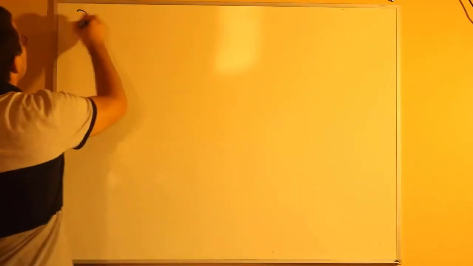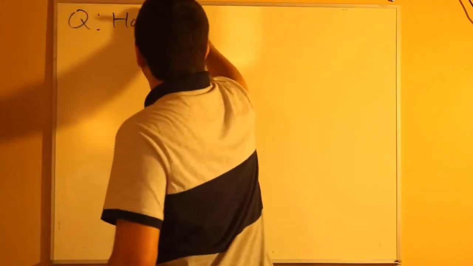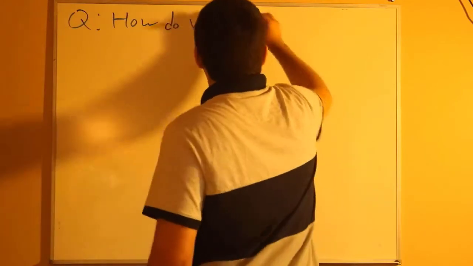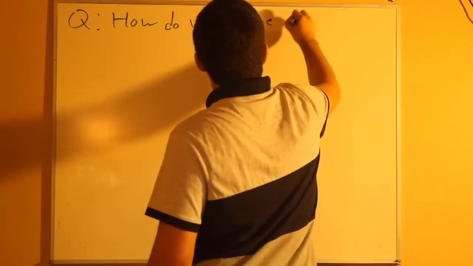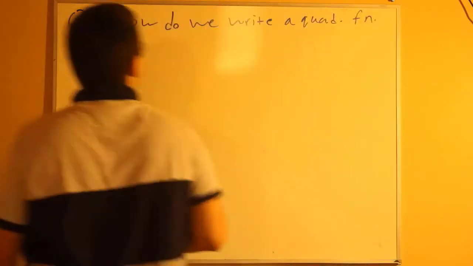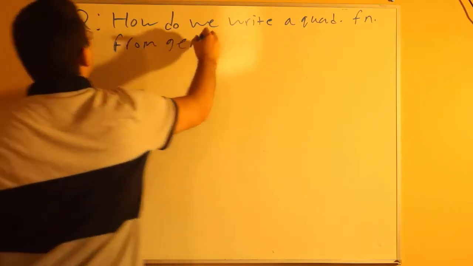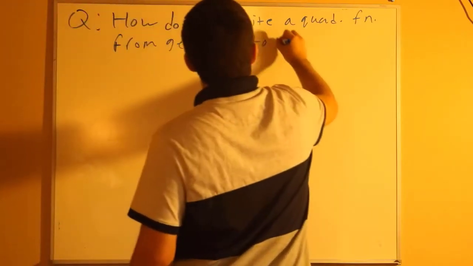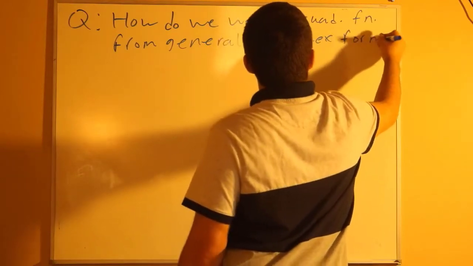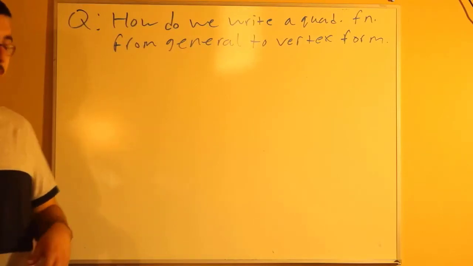So, question. How do we write a quadratic function from vertex or from general to vertex form? So how do I transition between my two forms? How do I get from one to the other?